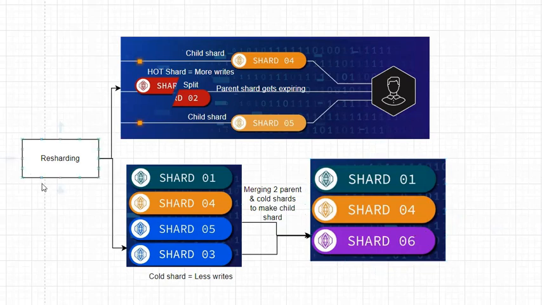So this is about resharding. We can split hot shards and we can merge cold shards as well. In order to achieve your throughput requirements, you can do this manually, you can do this programmatically, or by using the CLI. So based on your requirement, you can do it.